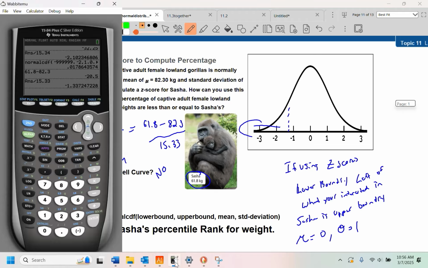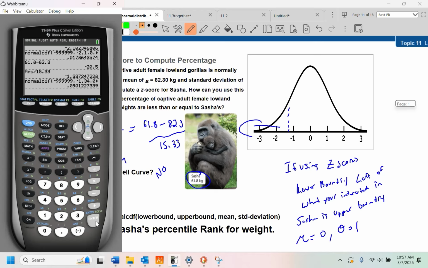And we don't actually always have to use z-scores. If they give us enough data, we don't have to. I'm going to go to second VARS, normal cumulative density function. And this is kind of funny, but this is just what it is by default. Things less than Sasha, we're going to say, is negative 999,999 standard deviations beneath. Sasha represents the upper boundary because I'm interested in things that are below her, which was negative 1.34. Mu, the mean, is 0. Standard deviation is 1. Paste.